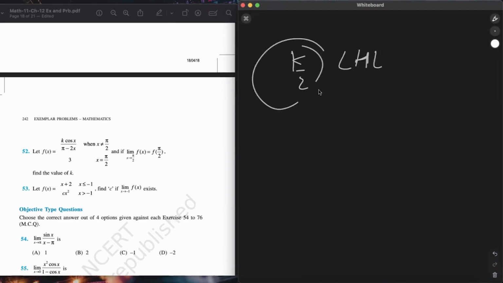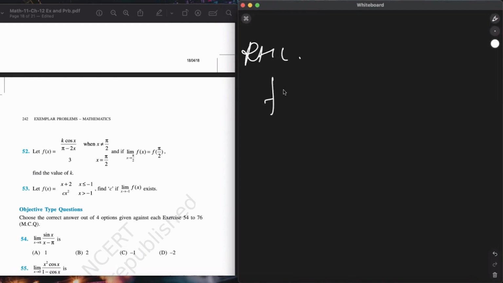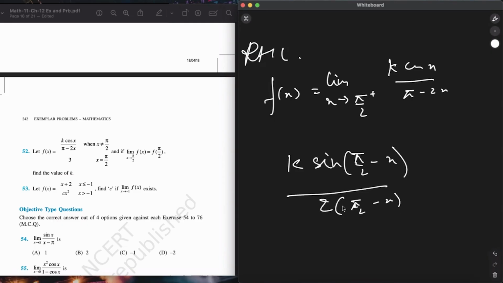Now, in order for the function to have a limit at that point, its LHL must be equal to its RHL. So now we have to find its RHL. Its RHL has been given as f(x) equals the limit when we approach from the positive side, k cos x divided by pi minus 2x, so k by 2, and limit x tends to pi by 2 plus.